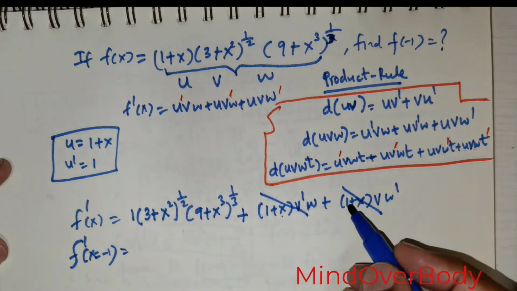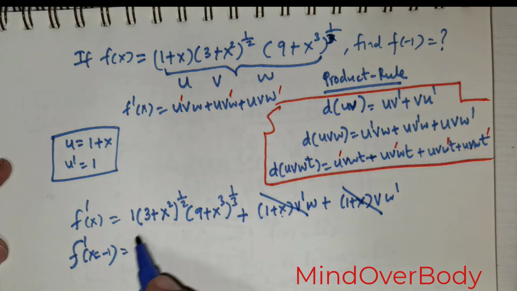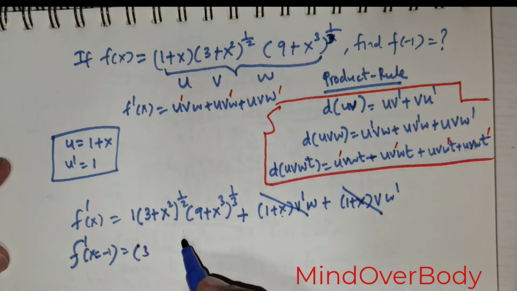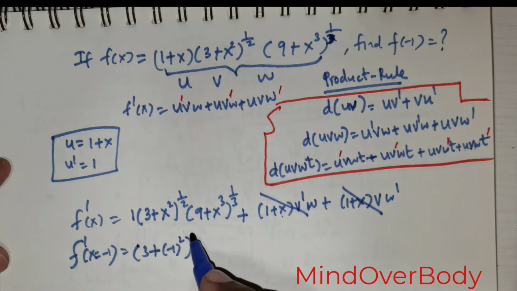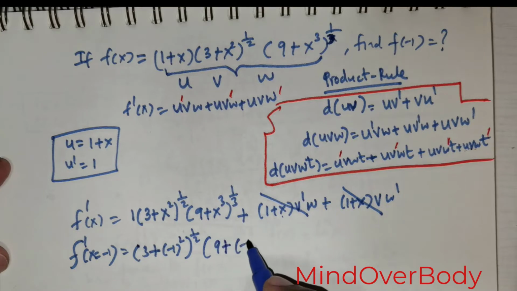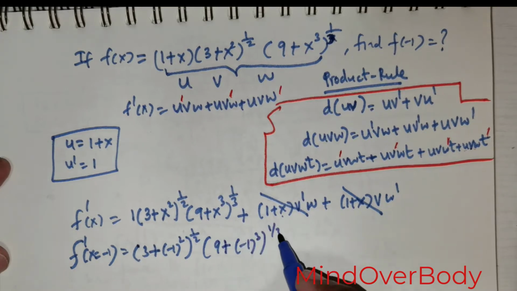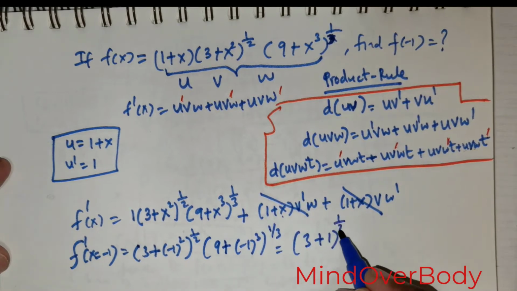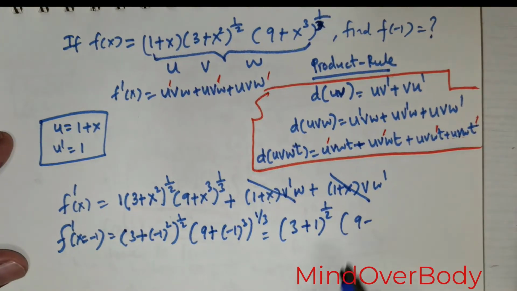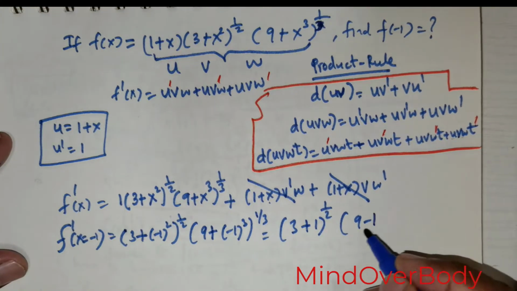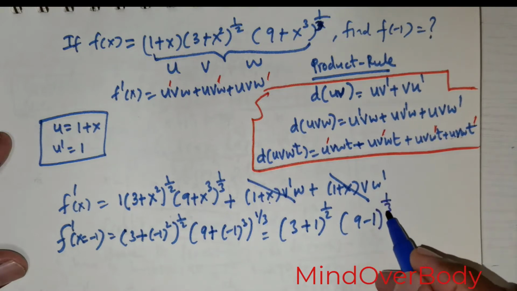So having mentioned that, I'm just going to substitute x is equal to negative 1 over here. So this is going to be 3 positive of negative 1 raised to the power of 2, that is raised to the power of 1 over 2, and 9 positive negative 1 raised to the power of 3, that is raised to the power of 1 over 3. This is going to give me 3 positive 1 raised to the power of 1 over 2 and 9 negative, because negative 1 raised to the power of 3 would give me a negative sign, right, with the 1 being followed, and that has to be raised to the power of 1 over 3.